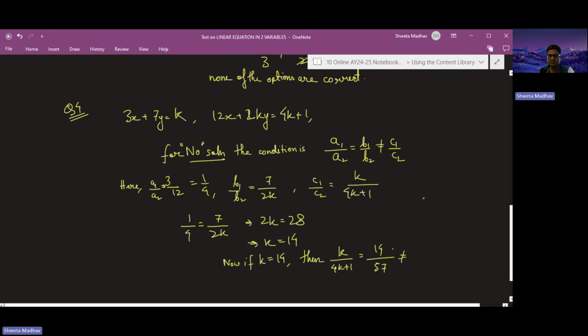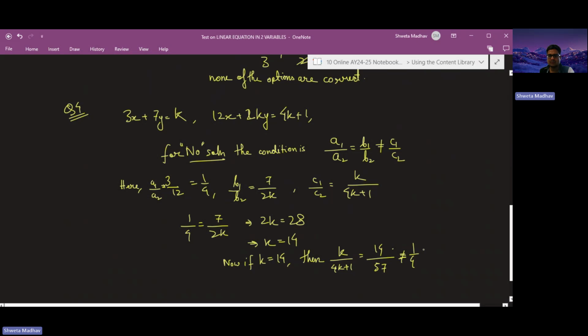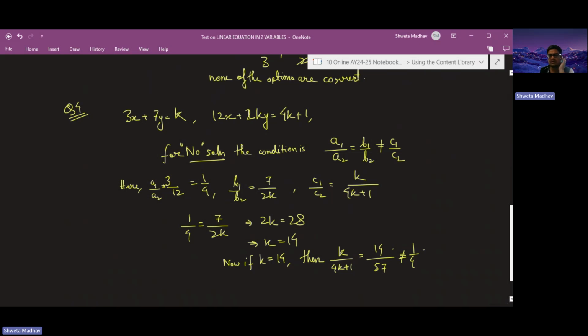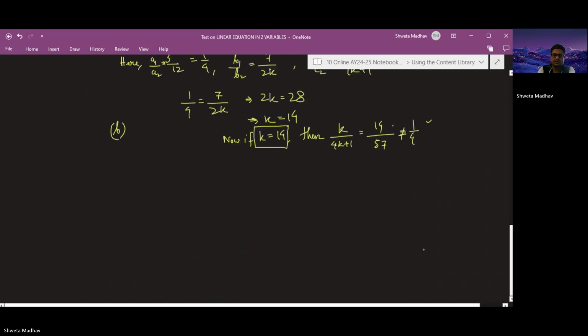So this is not equal to 1 by 4 either, which is not equal to 7 by 28. So hence, you can say that the required value of k should be 14, so that the given system of equations will have no solution. So hence, option B is the correct answer.